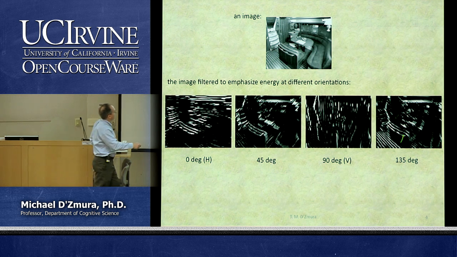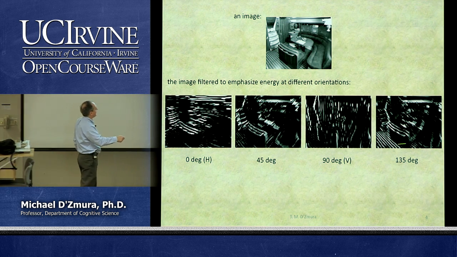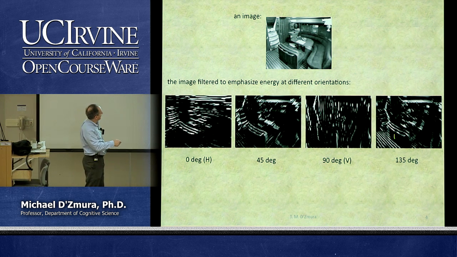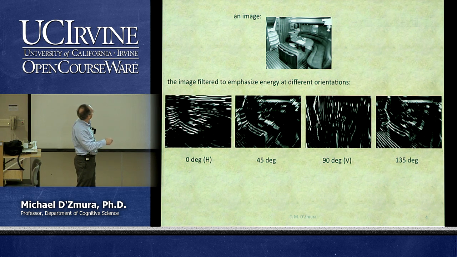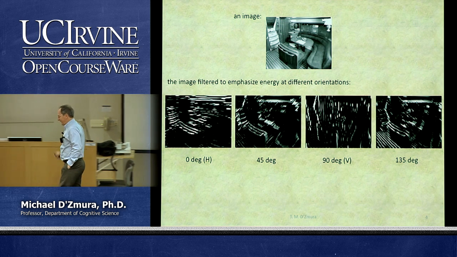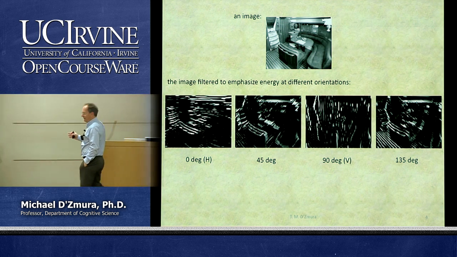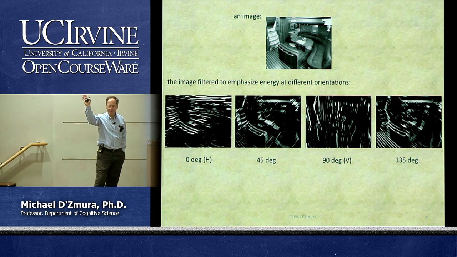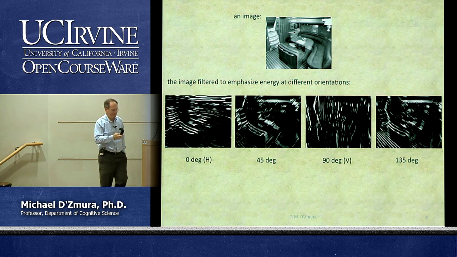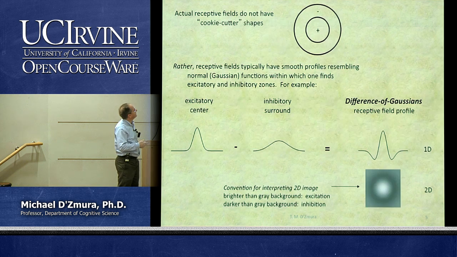Here's an example at 135 degrees of orientation. We're now filtering things to emphasize diagonal stuff, and you can see that these diagonal lines on the floor here come through very well. So effectively, each set of orientation selective cells is finding a different set of features across the entire visual field.